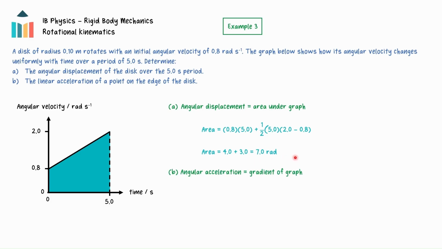Next, we need to find the linear acceleration of a point on the edge. Angular acceleration is the gradient of an angular velocity time graph. The gradient is the change in angular velocity divided by the change in time. So that's 1.2 over 5, which comes out to be 0.24 radians per second squared. We can then find the linear acceleration using the relationship a equals alpha r. Here the radius is 0.1 meters, so this gives us a linear acceleration of 0.024 meters per second squared.